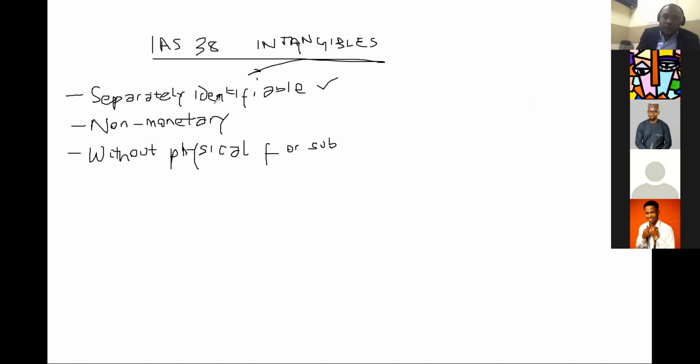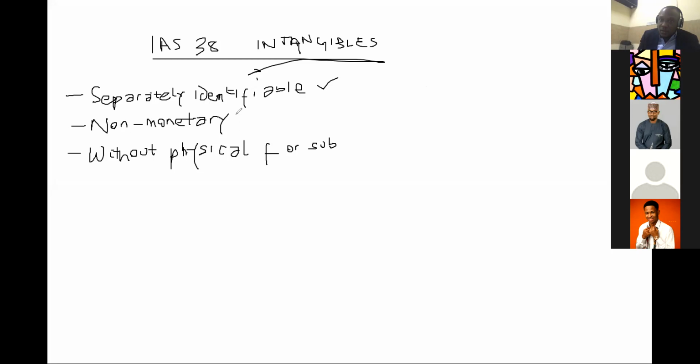Okay, so separately identifiable means that it can exist on its own, separate from other assets within that entity. Do you get the point I'm making? Can you hear me? Yes, sir. All right. So separately identifiable means that that asset can exist on its own, separate from other assets of that entity.